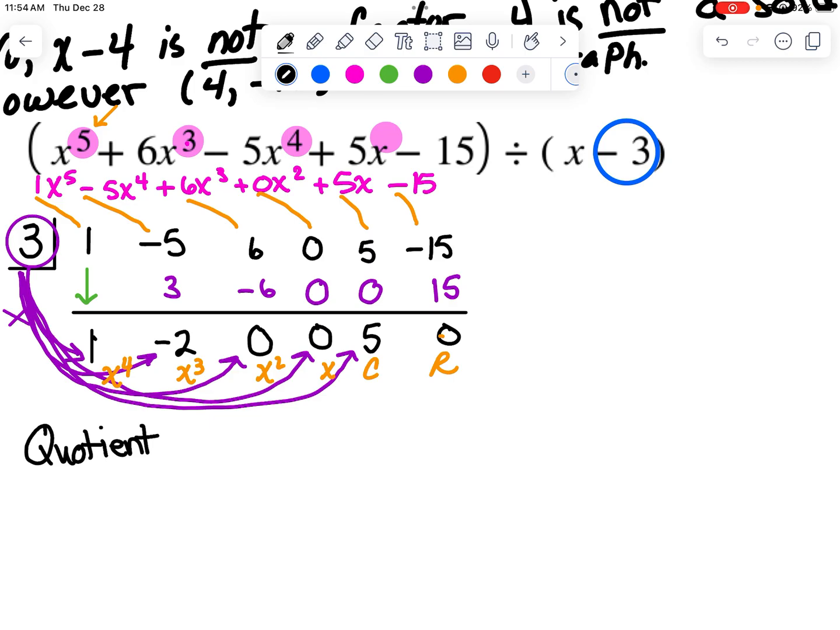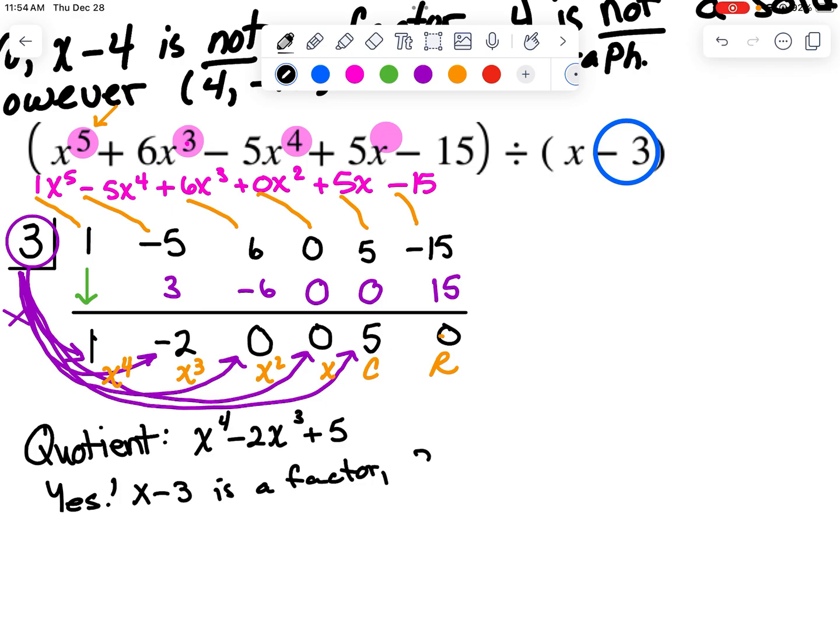So our answer is going to be 1x to the 4th power minus 2x to the 3rd power plus 5. So that is our quotient. And then we're going to say, yes, x minus 3 is a factor, and 3 is a solution. In other words, if we were to graph this curve, one of the places a curve would intersect the x-axis would be at the number 3. Alrighty.